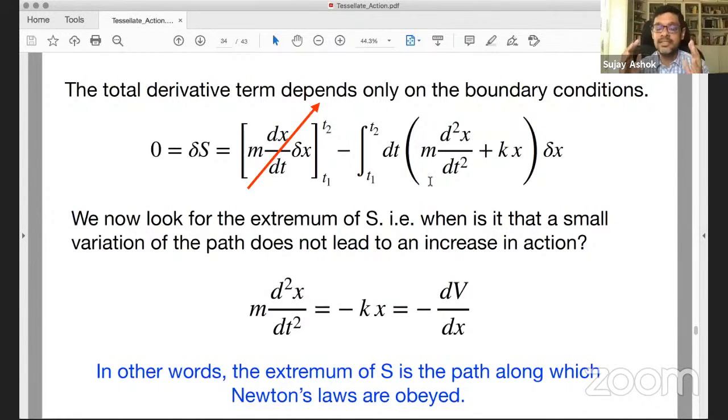And now I have what I want, which is to write this variation of the action as the integral of some local expression times the variation itself. I know that I haven't said anything about the variation. I have a path, and I made a delta x variation, which is arbitrary but small. So I have a path that is arbitrarily close to the extremal path. And I want that variation of the action to be 0. The only way to satisfy that for arbitrary delta x is if this bracket vanishes. And that bracket vanishing is exactly Newton's laws.